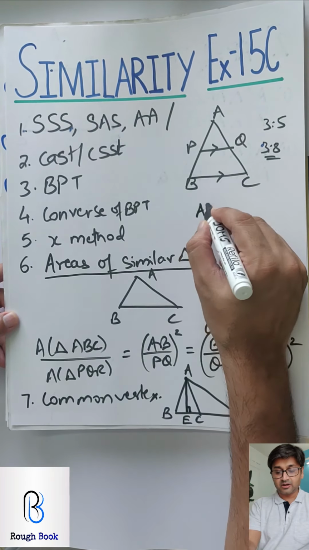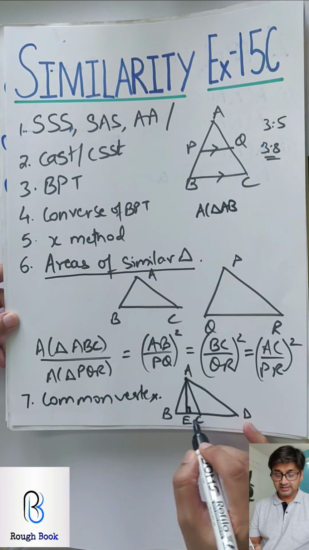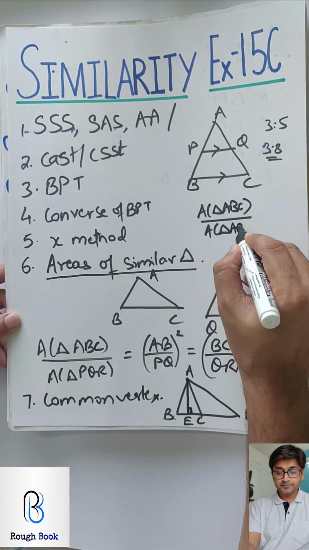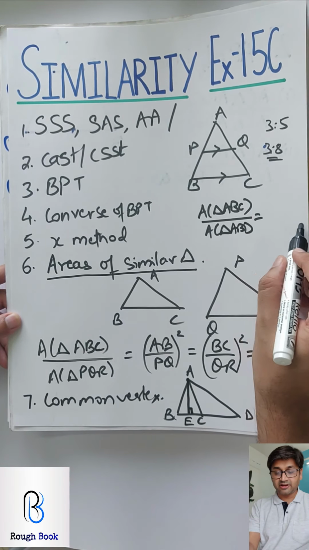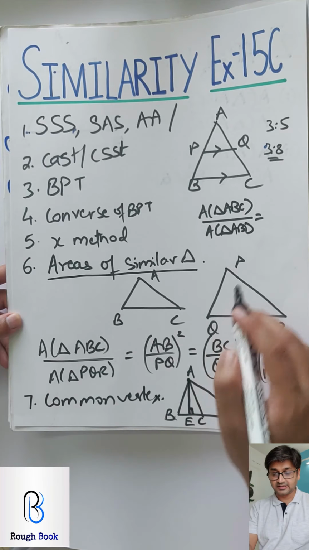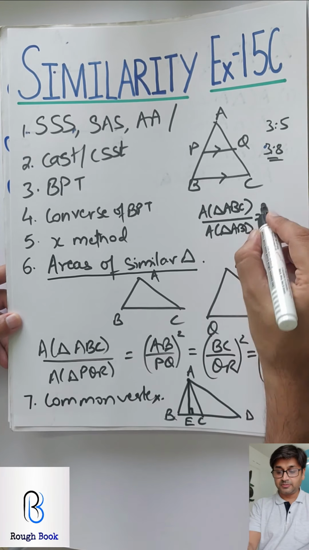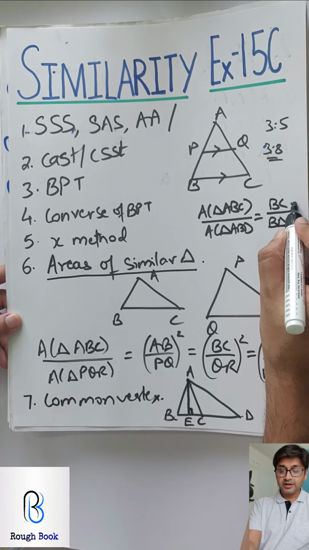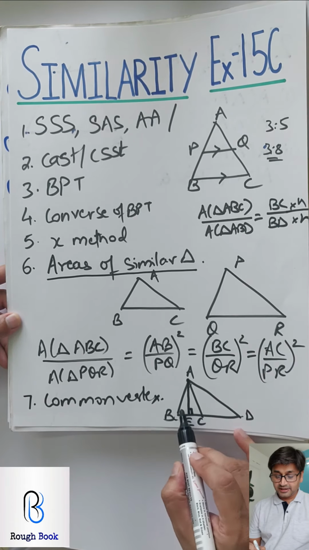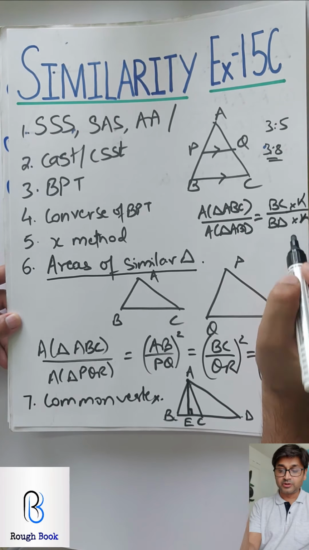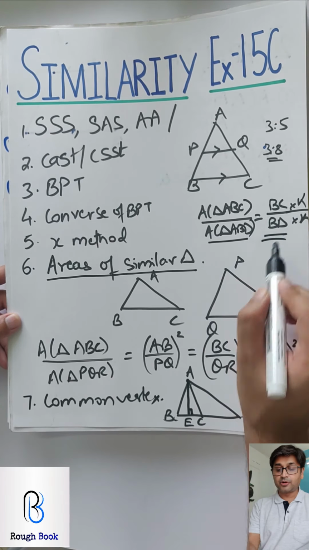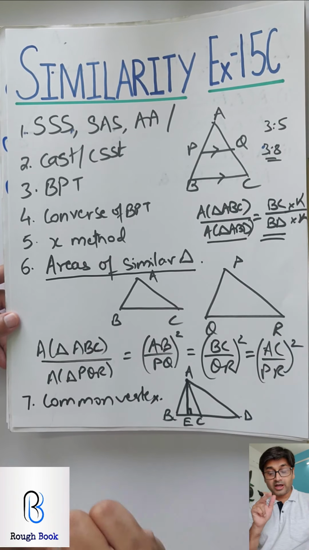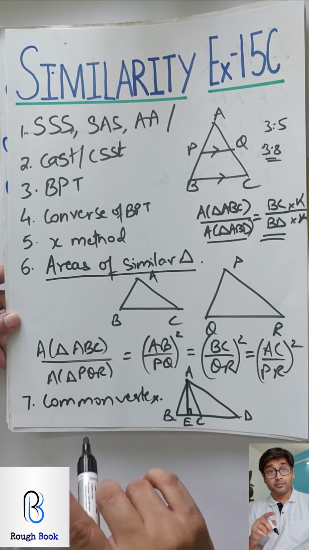Therefore when I say area of triangle ABC upon area of triangle ABD, it is half base into height upon half base into height, and the half will get cancelled. The base for ABC is going to be BC and the base for ABD is going to be BD. The height in both cases is AE, that also will get cancelled. So areas will be proportionate to their bases, not squares, only bases. Why? Because they have a common vertex, therefore a common height.